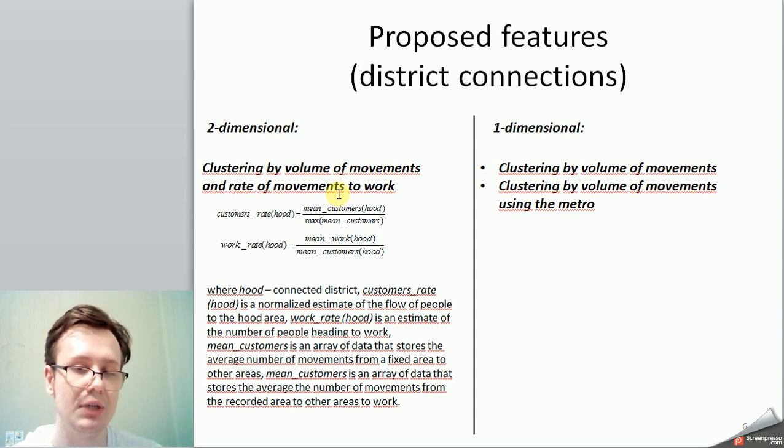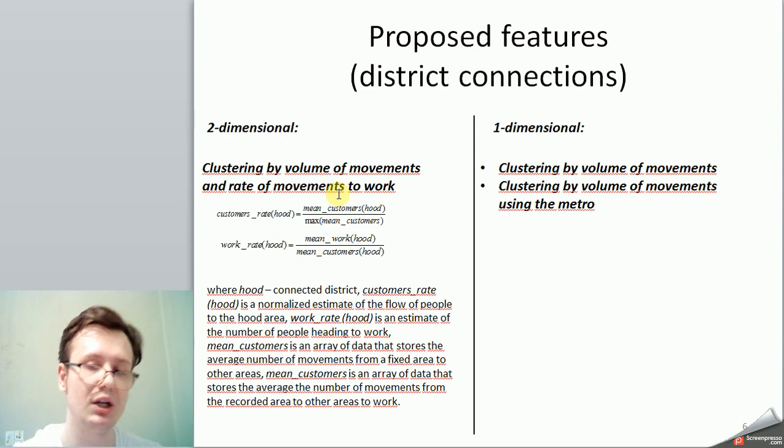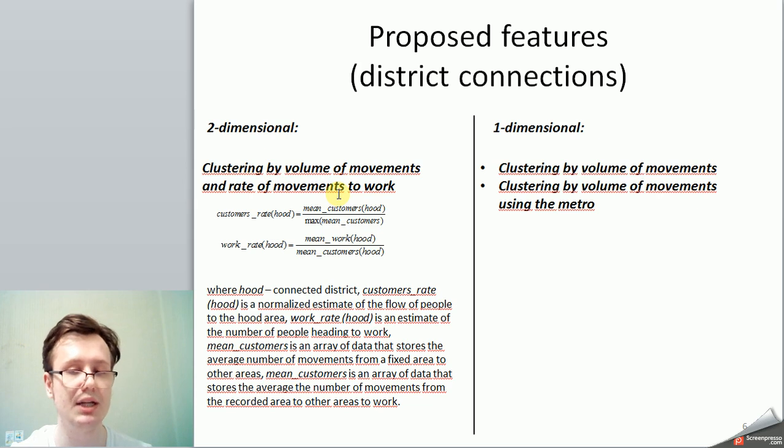We choose such a combination of features because the districts to which residents travel not only to work are attractive in the social sense. They can contain shopping centers, sports grounds, parks, and such areas may also contain summer cottages. We also build clustering separately for the total volume of movements and the volume of movements using the metro. For clustering in two-dimensional spaces, we use the k-means method. Dendrograms are built in one-dimensional spaces based on hierarchical agglomerative clustering.